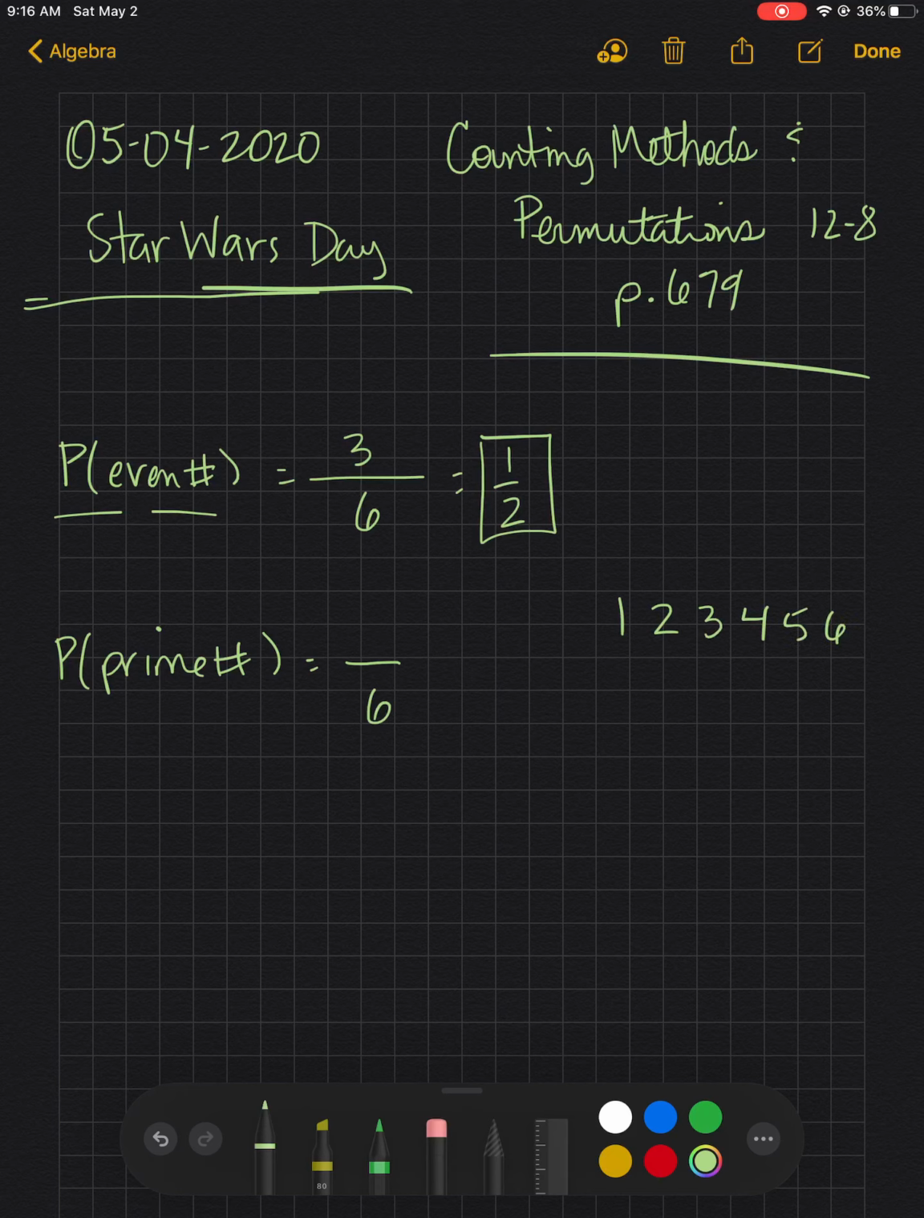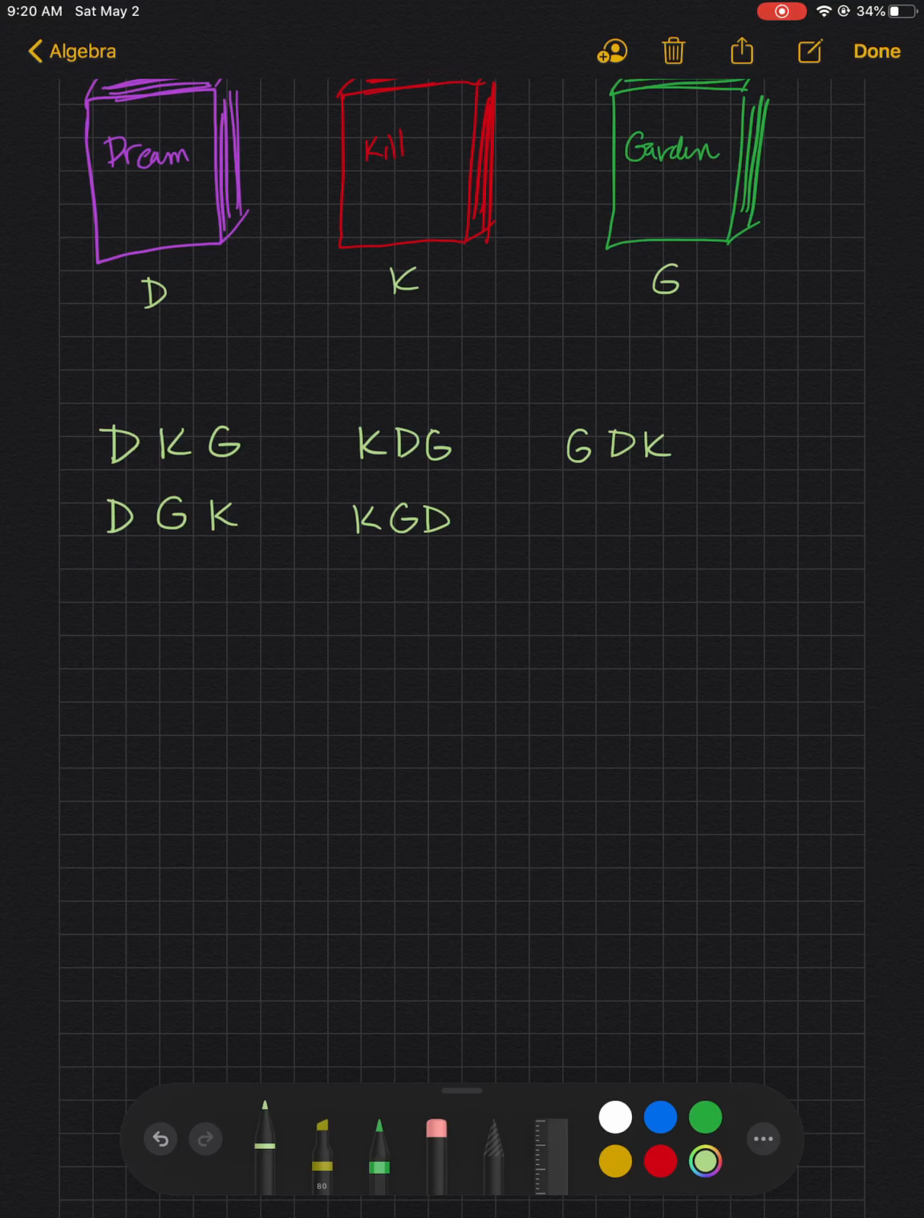All right? Then we can start with The Garden. And we can read Dream and Kill. And then we can flip the last two. All right, and I think that's pretty much it. So we've got 1, 2, 3, 4, 5, 6 different orders in which we can read these three books. All right.